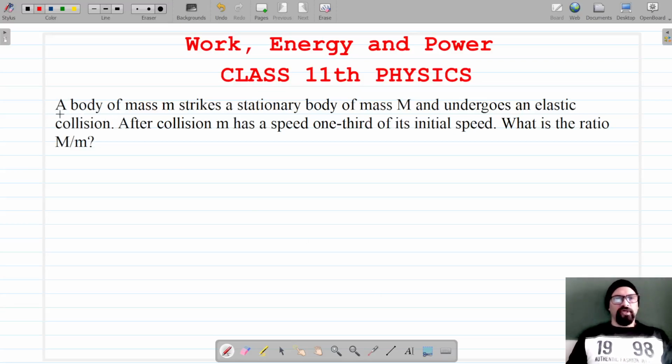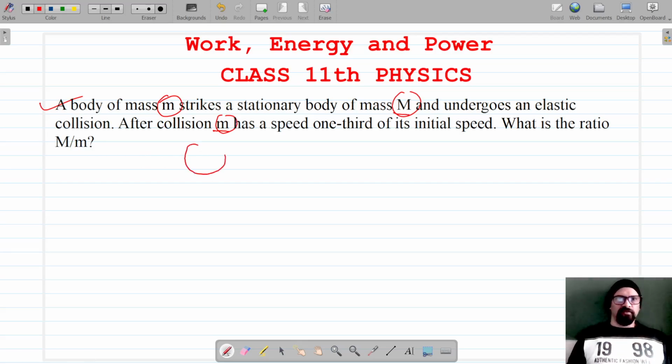It's given that a body of mass m strikes a stationary body of mass capital M. So there are two bodies, and they undergo an elastic collision. After the elastic collision, m, that is the first body, has a speed one third of its initial speed. What is the ratio of their masses?